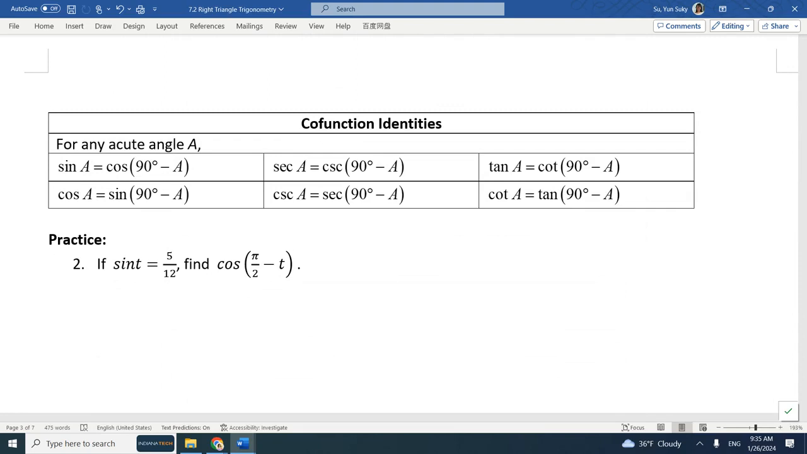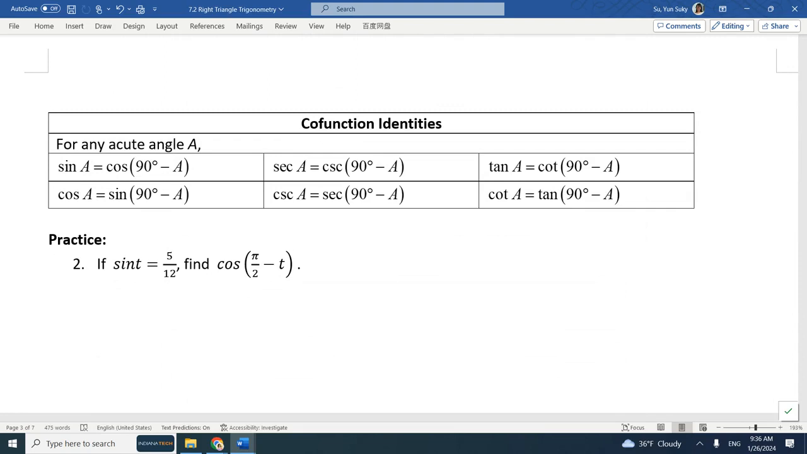Right, everybody? And this is true for all the cofunctions. So sine and cosine are cofunctions. Secant and cosecant are cofunctions. Tangent and cotangent are cofunctions. Okay, everybody? So therefore, if I ask you, what is secant 40 degrees? That is cosecant 50 degrees. Yes, everybody? So yes, these are the cofunctions. It's equal to the complementary angles.